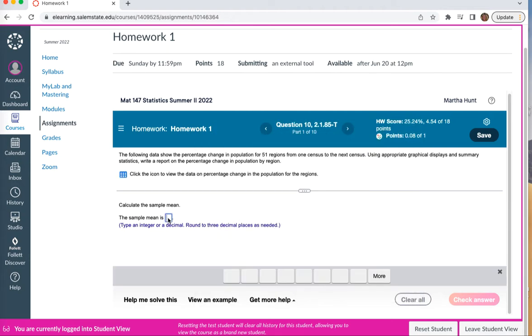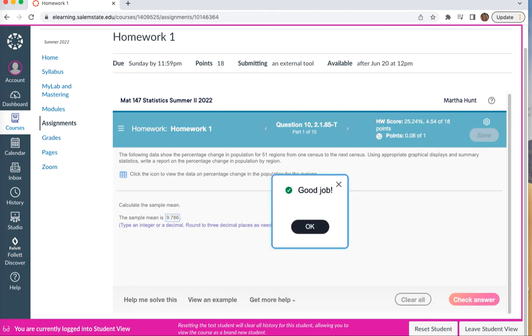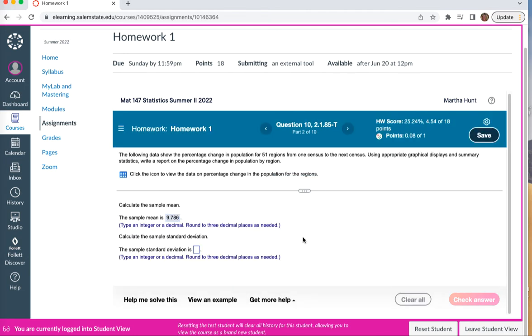So the sample mean, I jotted it down, was 9.786, and the next decimal place was 2, so that would be an appropriate round off. I'm going to hit return, and it says I did a good job, and that's good, okay. And then up pops the next question.